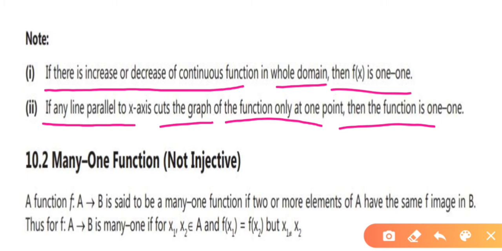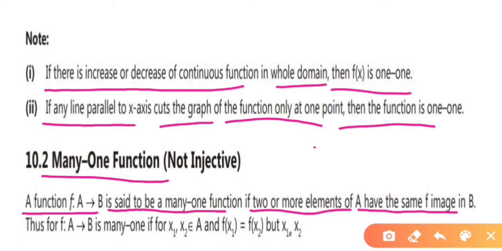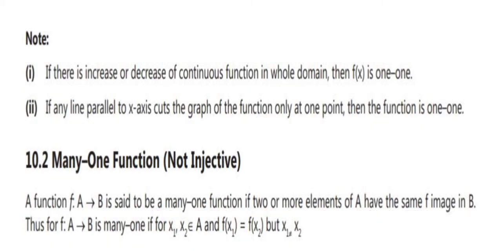Next we move to many-one function, that is not injective. Many-one function, what does it show? A function f from A to B is said to be many-one function if two or more elements of A have same f image in B. Thus f from A to B is many-one if x1, x2 belongs to A, f of x1 equals f of x2, but x1 is not equal to x2.